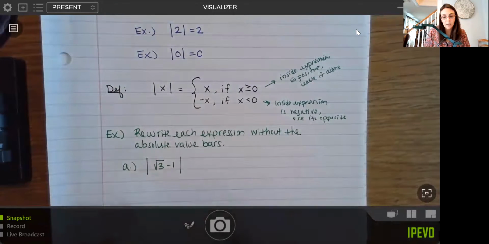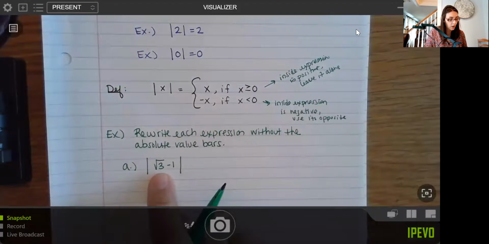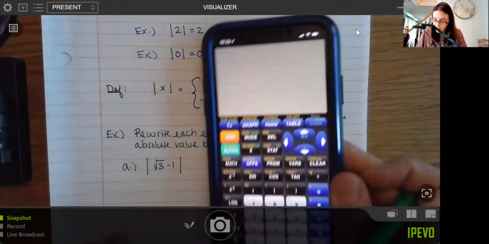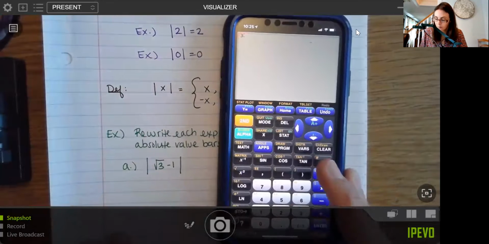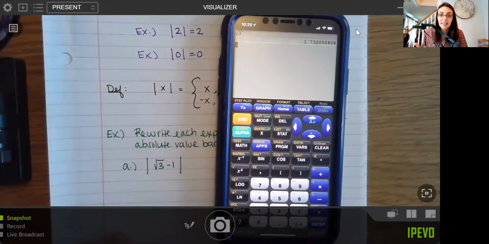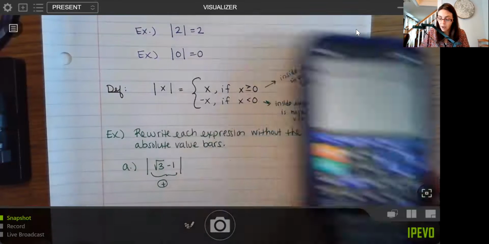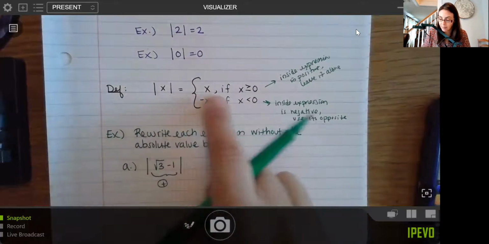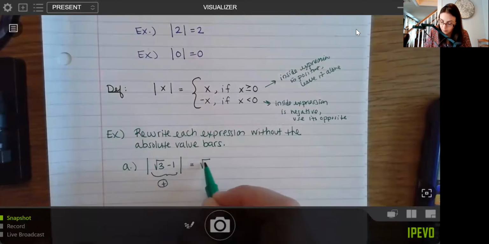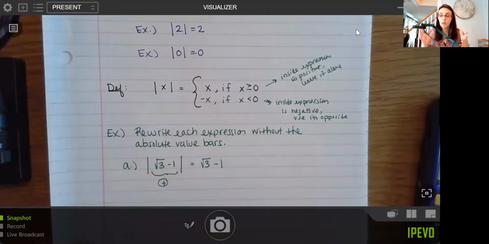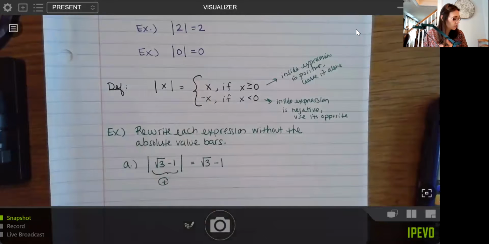Okay, so here I need to know, first of all, is this positive or negative? So I'm going to take out my calculator here. And if I look at the square root of 3, I get 1.73. And if I subtract 1, I do get a positive answer. So the inside here is positive if I were to simplify it. And because it's positive, we're just going to leave the answer absolutely the same. And that's it. Now, again, if you want to use your calculator, you could simplify this and get an approximate answer, but the question doesn't ask us to do that. It just wants us to find a way to remove those absolute value signs. Let's do another one.